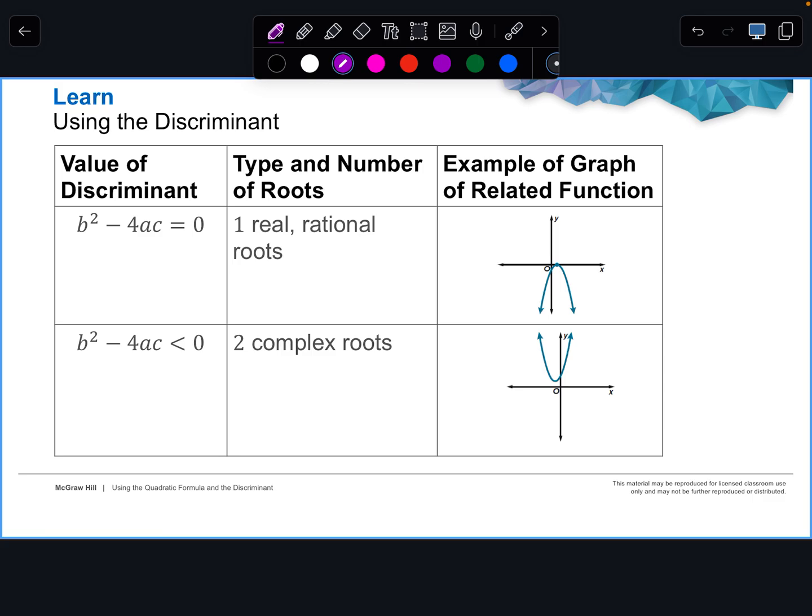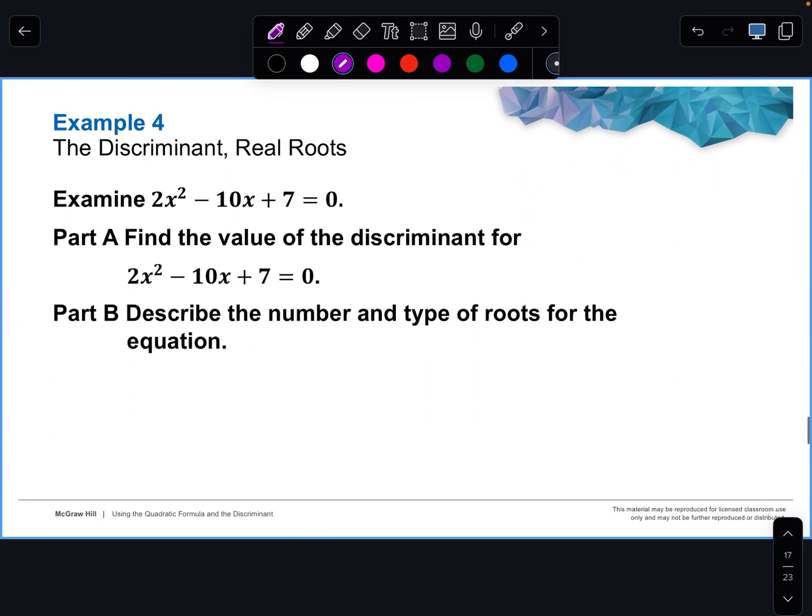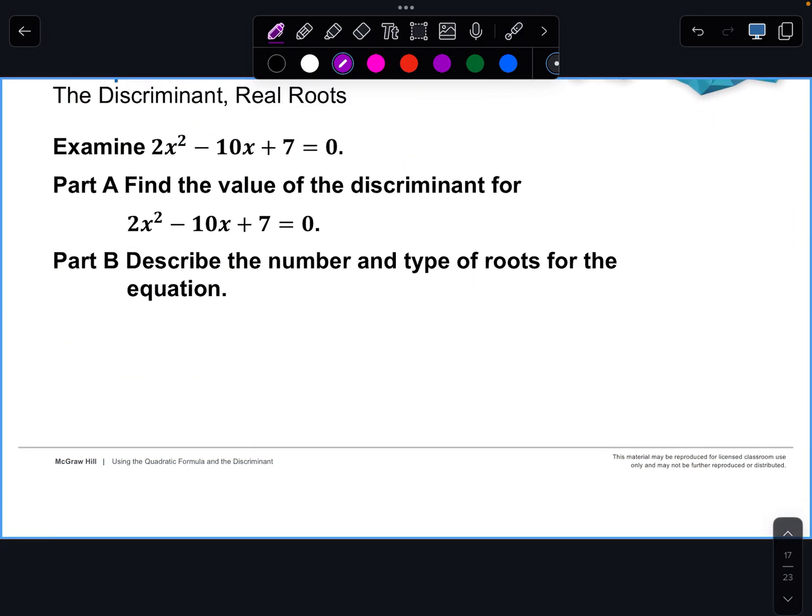So let's put that to work. 2x squared minus 10x plus 7. Find the value for the discriminant. Describe the number and type of roots for the equation. Okay, so what is A? 2. B is negative 10. C is 7. Okay. B squared minus 4AC.